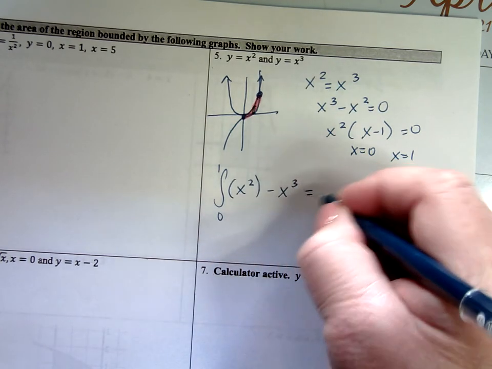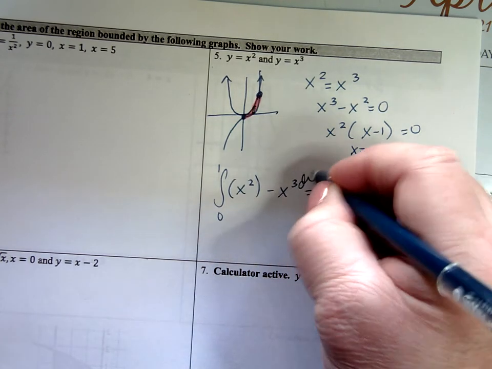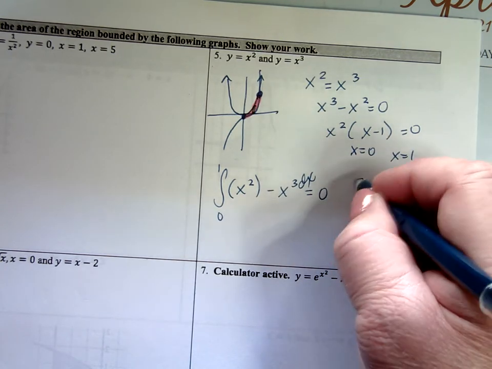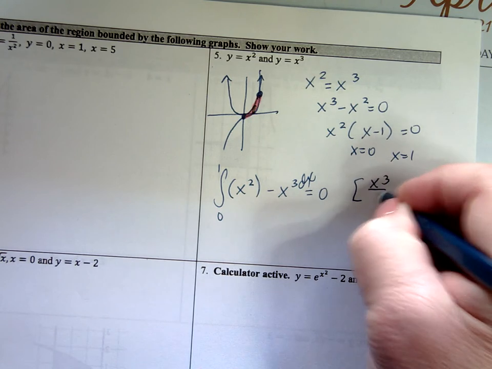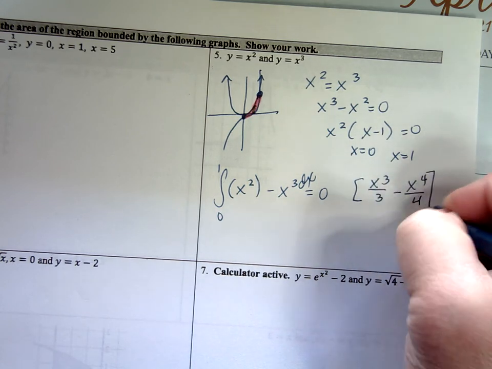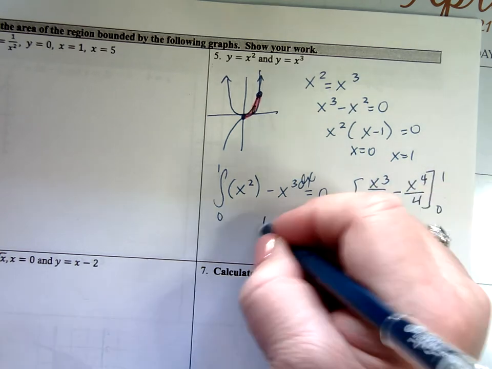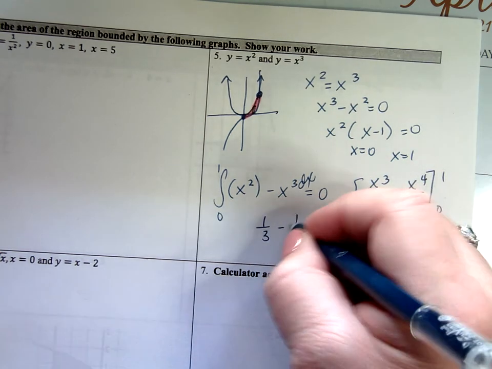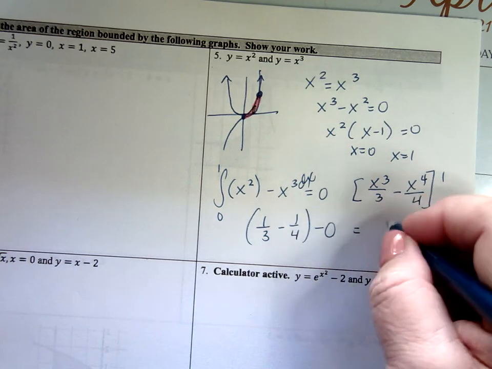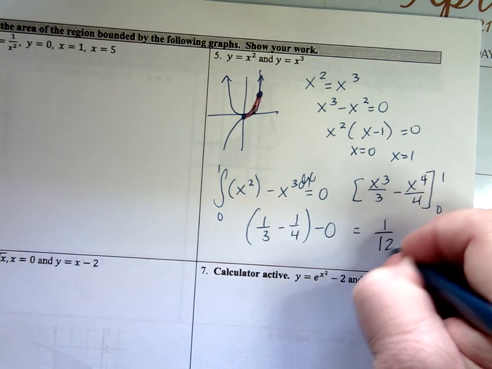Oh, dx there. They want us to actually evaluate these this time, so let me antiderivative. X cubed over 3 minus x to the 4th over 4. Going between 0 and 1 gives me 1/3 minus 1/4 minus 0, and that gives me a final answer of 1/12. There you go. There's number 5.